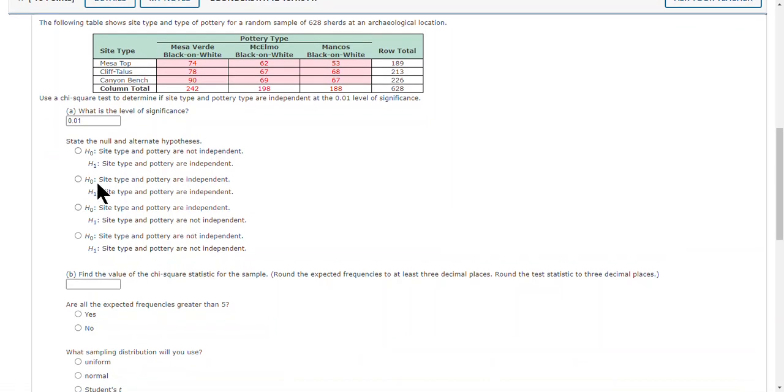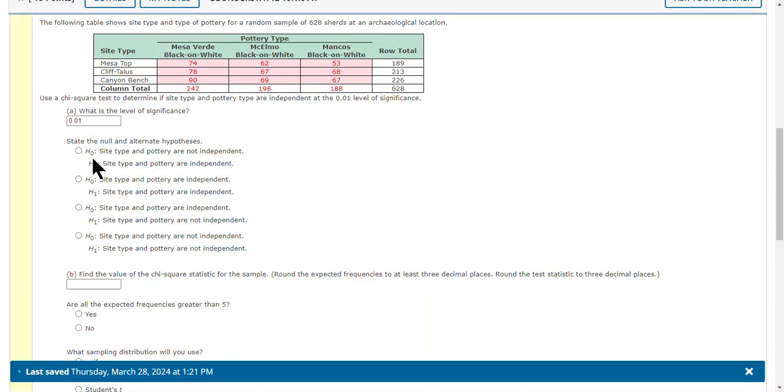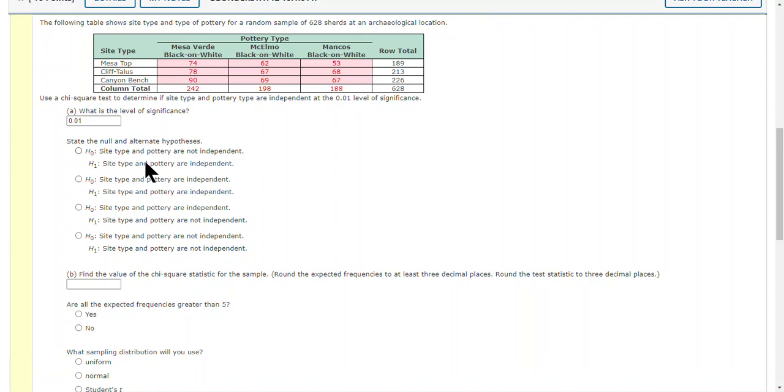Remember, the null hypothesis always talks about equality. In this case, equality means they are independent. So I'm looking for the one where the site type and pottery type for H0 are independent. So it can't be this one. It could be this one, or this one, or it could be this one, right? It could be this one because it's are independent, and this one because it's are independent, not this one because it says not independent.